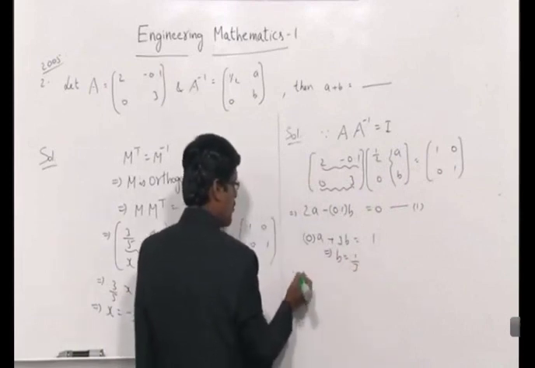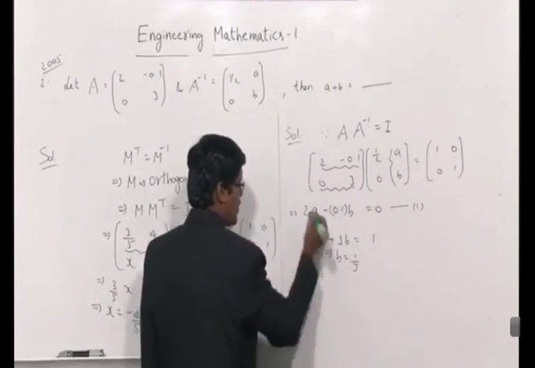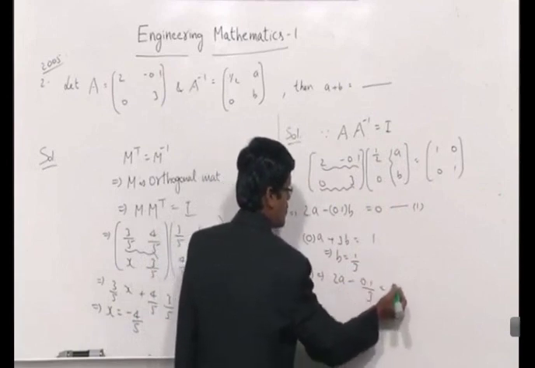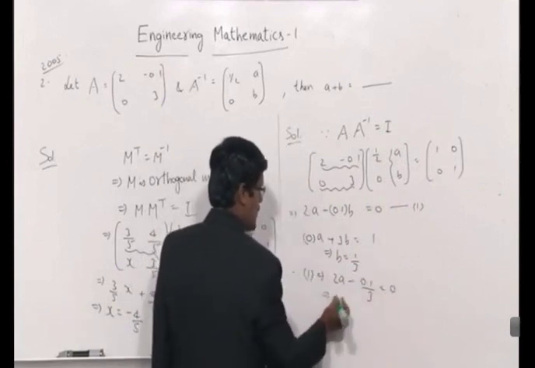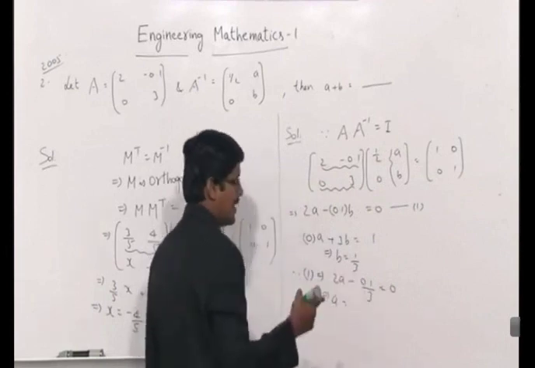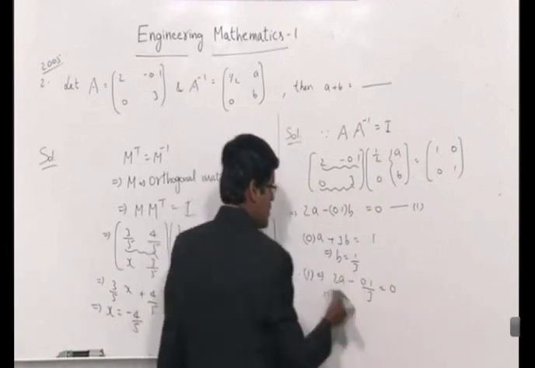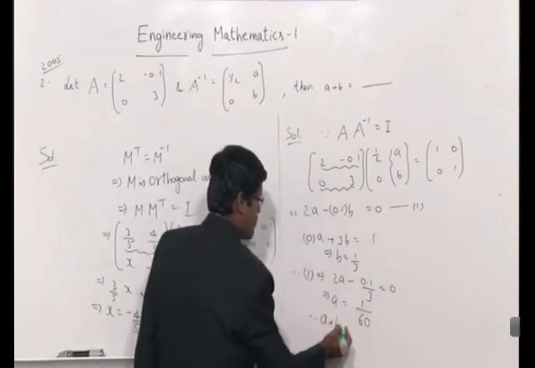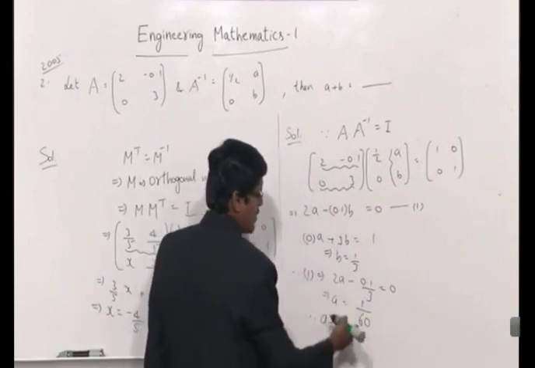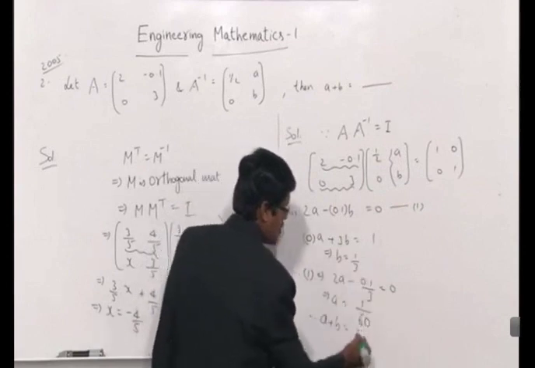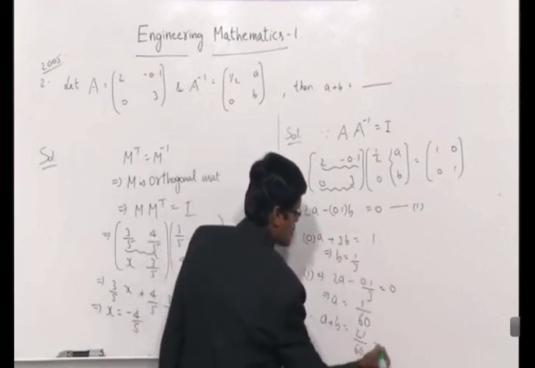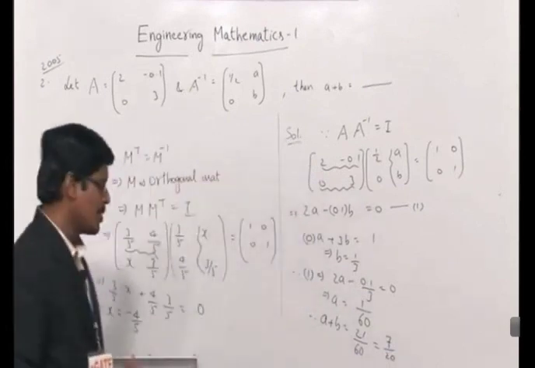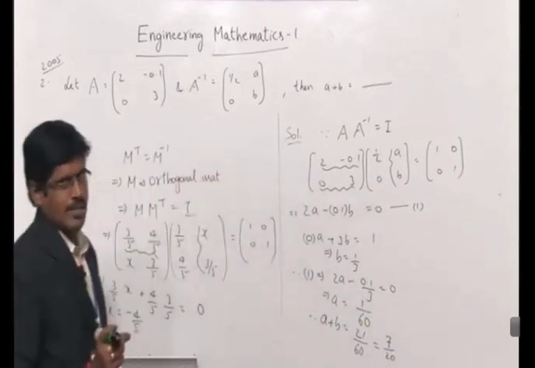So therefore, simplifying equation 1, 2A minus 0.1 by 3 is equal to 0. That means A is equal to 1 by 30, and that becomes 1 by 60. Therefore A plus B, 1 by 60 plus 1 by 3, LCM is 60, 1 plus 20, that is 21 by 60, which simplifies to 7 by 20. Later you check whether this is correct or not. Sometimes everyone makes silly mistakes in addition and subtraction, so please check later.